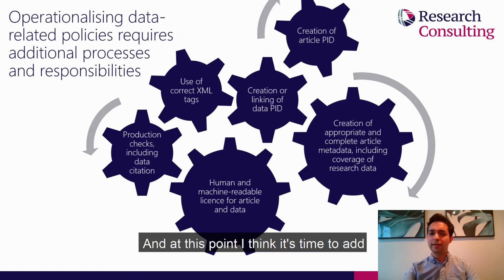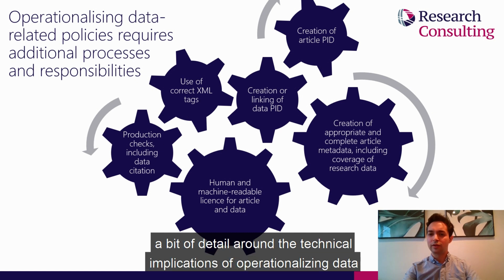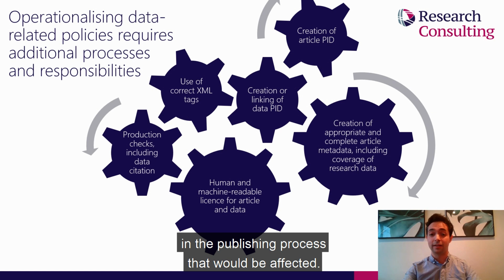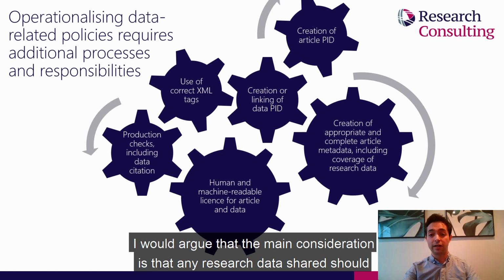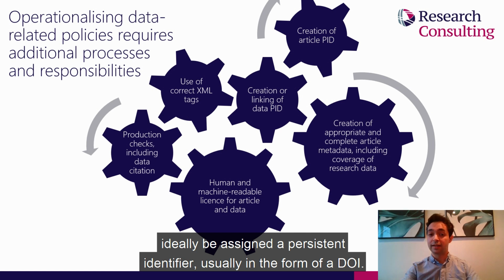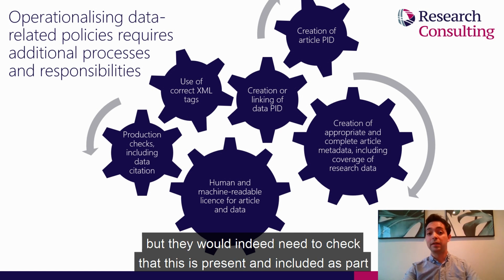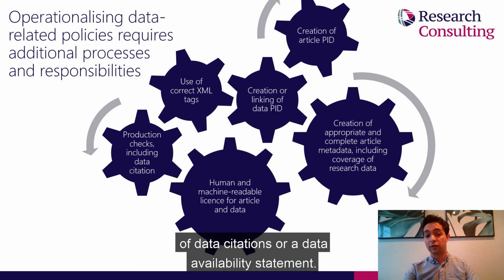And at this point, I think it's time to add a bit of detail around the technical implications of operationalizing data-related policies, just to raise awareness of digital infrastructures and steps in the publishing process that would be affected. I would argue that the main consideration is that any research data shared should ideally be assigned a persistent identifier, usually in the form of a DOI. This is not something that publishers would typically do themselves, but they would indeed need to check that this is present and included as part of data citations or a data availability statement.